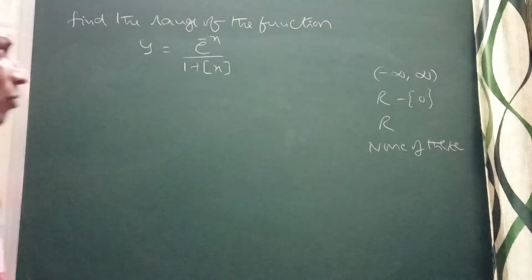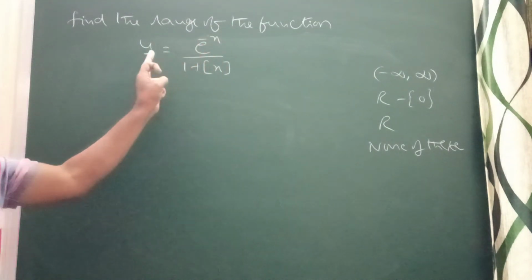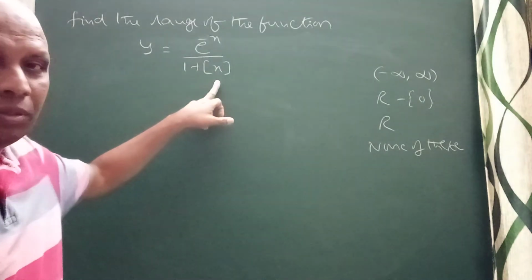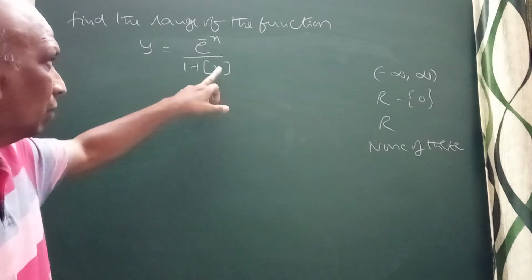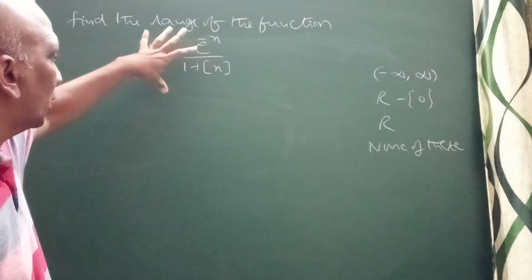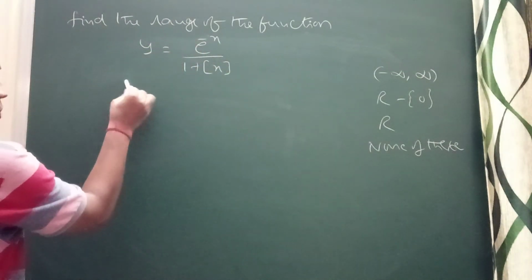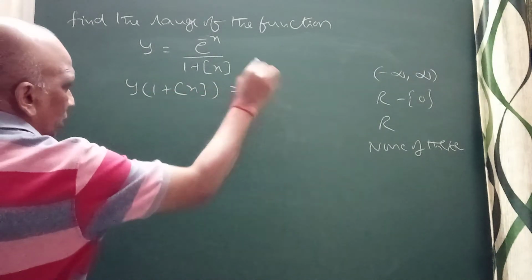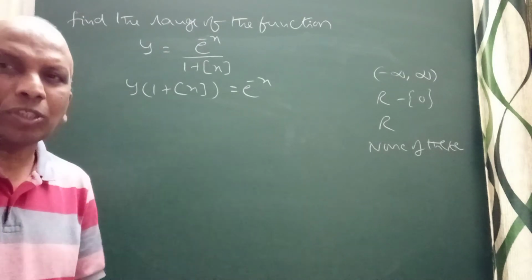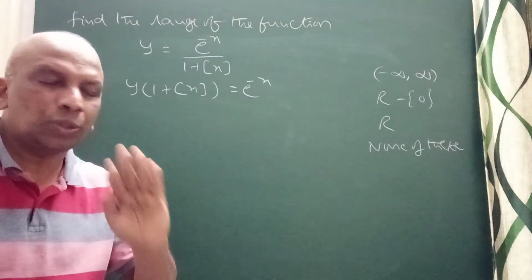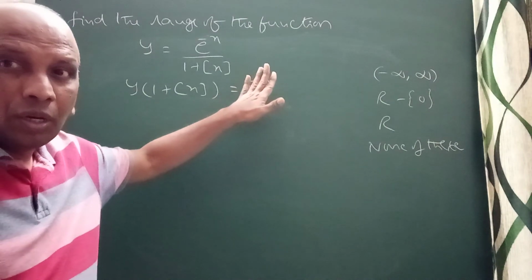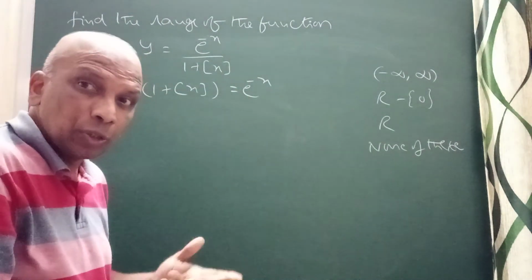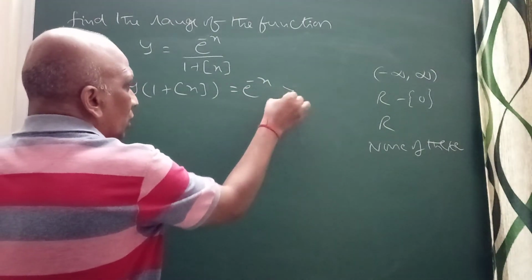Now you can see this problem. They are asking the range of the function y equals e power minus x by 1 plus step x. Remember, this is the step function. What is the range of this function? So I can write y into 1 plus step x is equal to e power minus x. The exponential function e to the power of anything is always positive. This value is never negative and never equal to 0, so we can write it greater than 0.